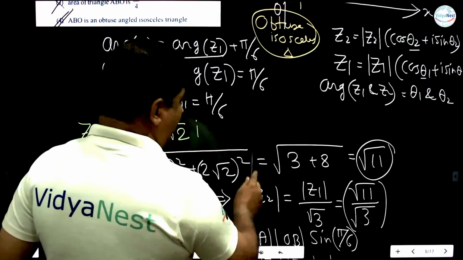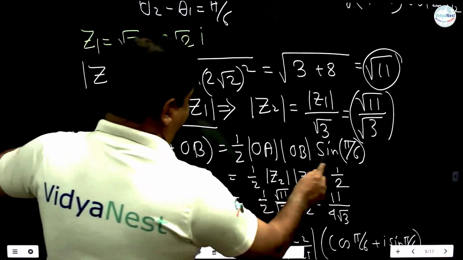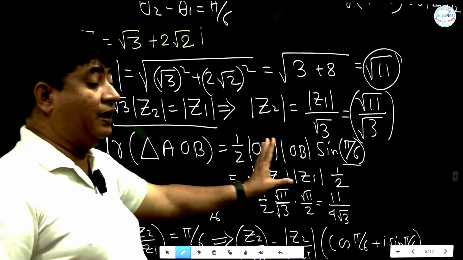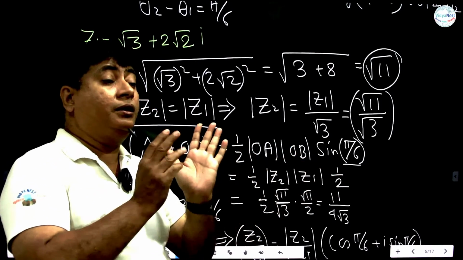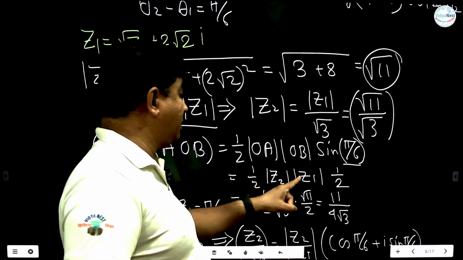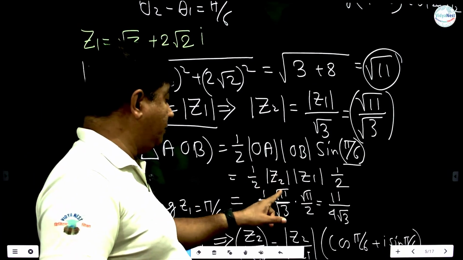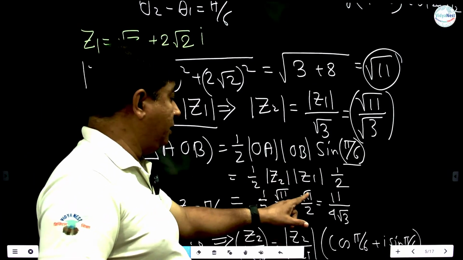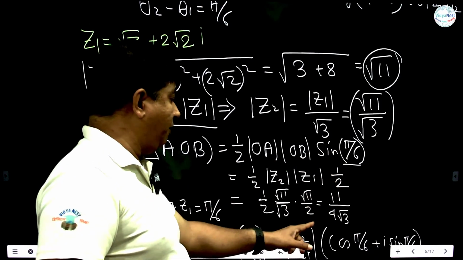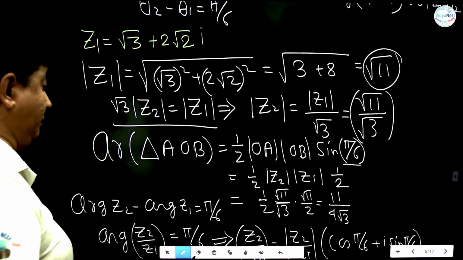So from that point of view, once I got two sides and their included angle already given in the question, I applied that formula of area of triangle: half the product of two sides and the sine of the included angle. So half mod z2, mod z1, root 11 by root 3, root 11, sine 30, half: 11 by 4 root 3. So it is not matching with any option given above for area.